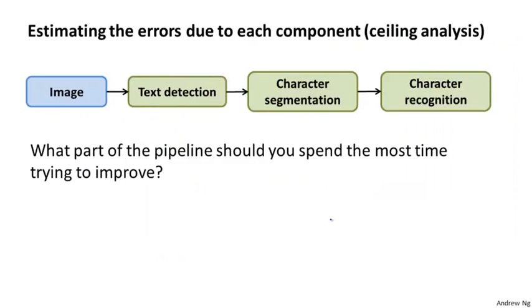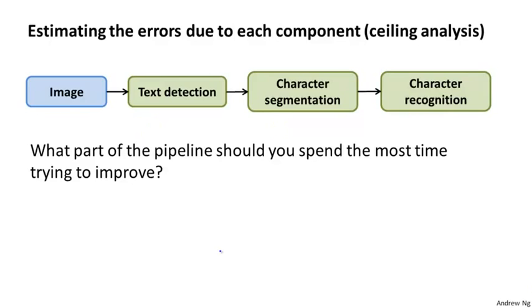To talk about ceiling analysis, I'm going to keep on using the example of the photo OCR pipeline. As said earlier, each of these boxes, text detection, character segmentation, character recognition, can have even a small engineering team working on it, or maybe the entire system is just built by you, either way. But the question is, where should you allocate resources? Which of these boxes is most worth your effort trying to improve the performance of?